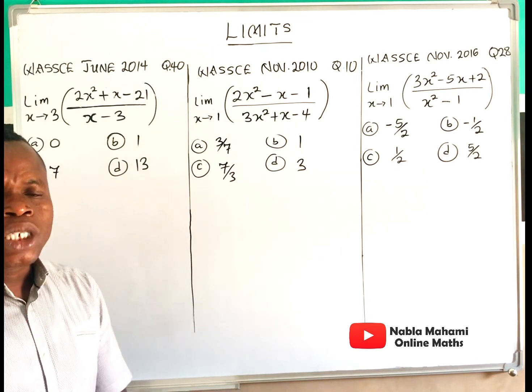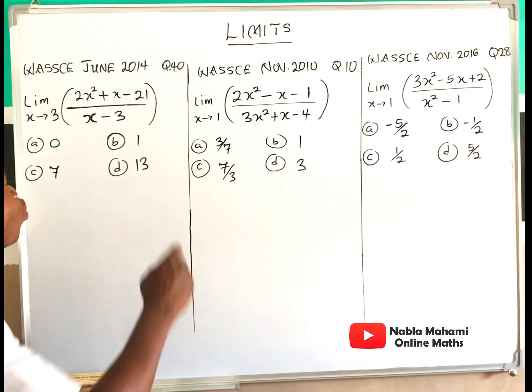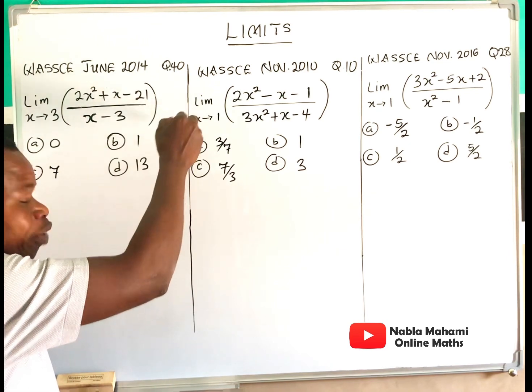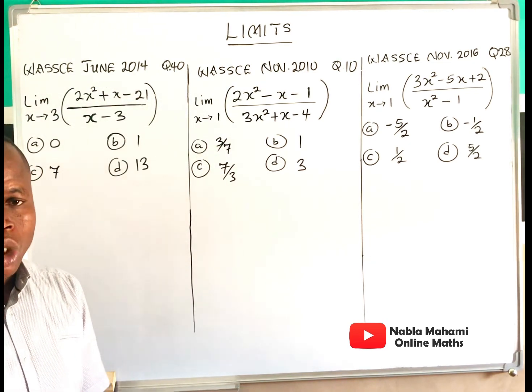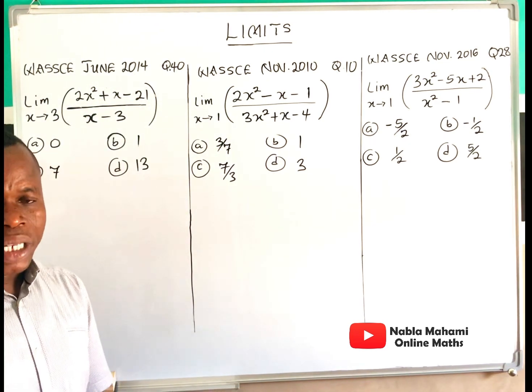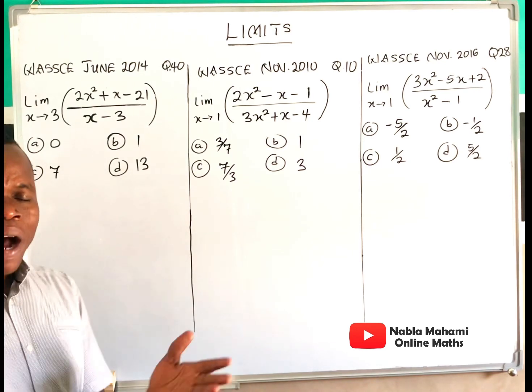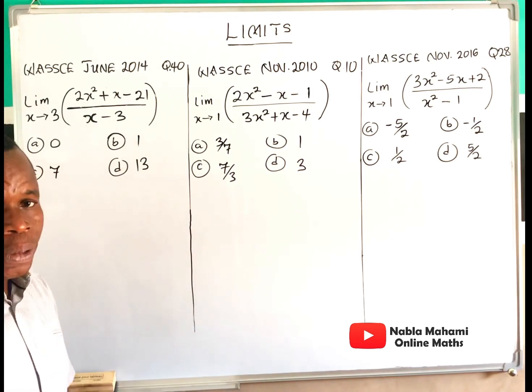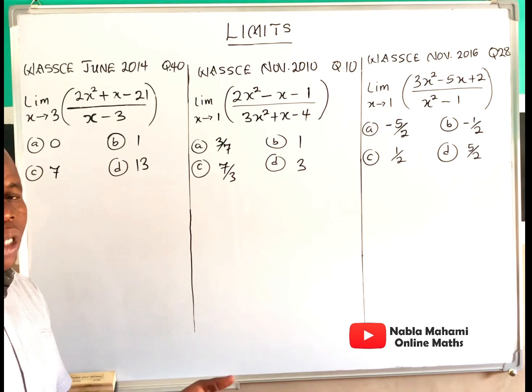That particular method is going to be differentiation. What it means is that you differentiate the numerator and divide by the differentiation of the denominator, before you do the substitution. Meaning to work this, you have to have the basic knowledge of differentiation. And mostly, we are going to use the power rule.